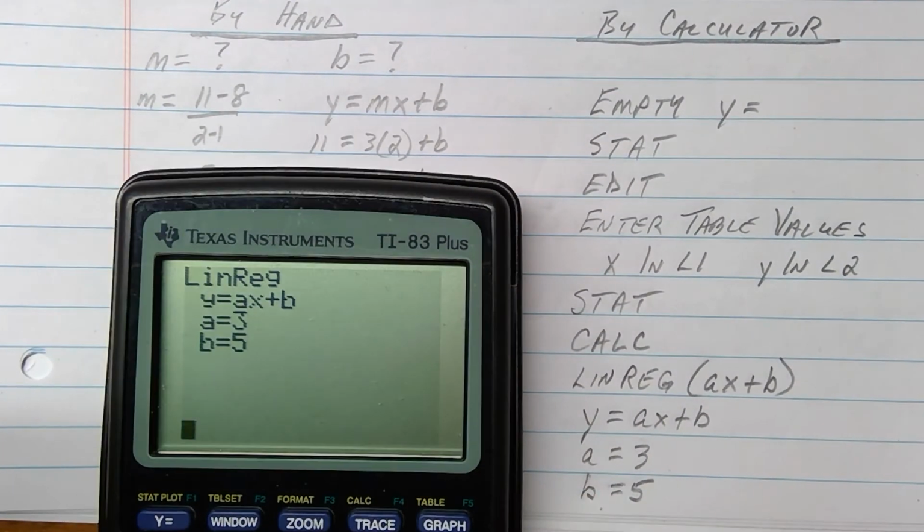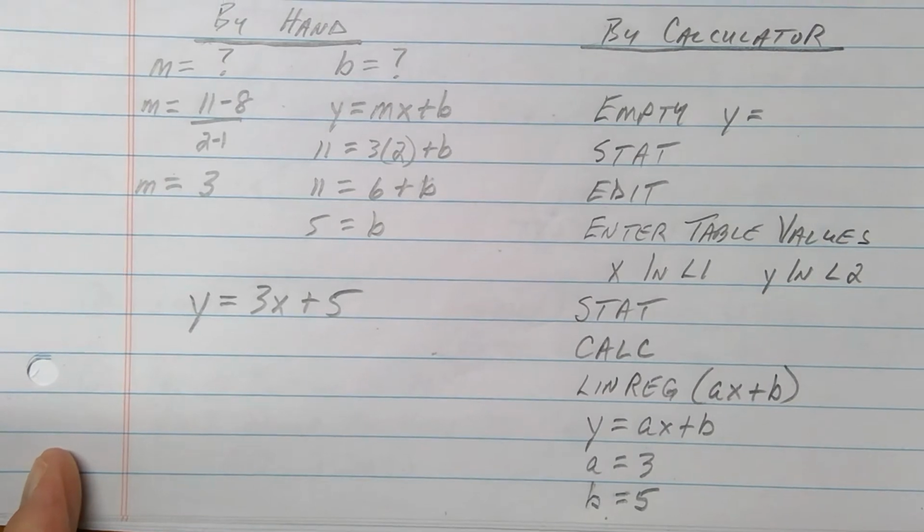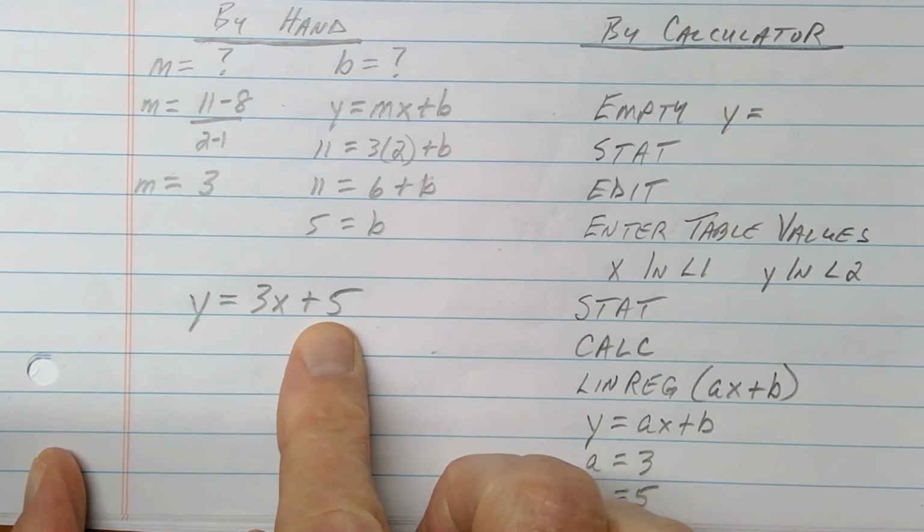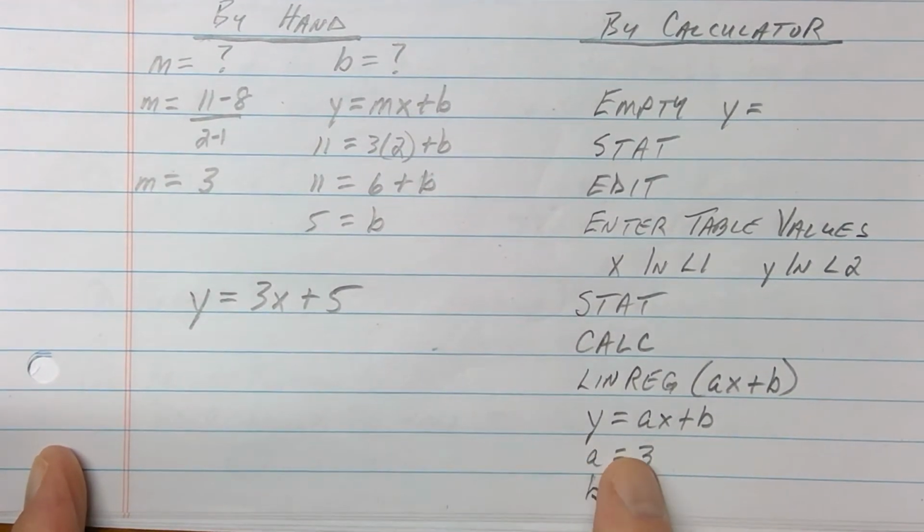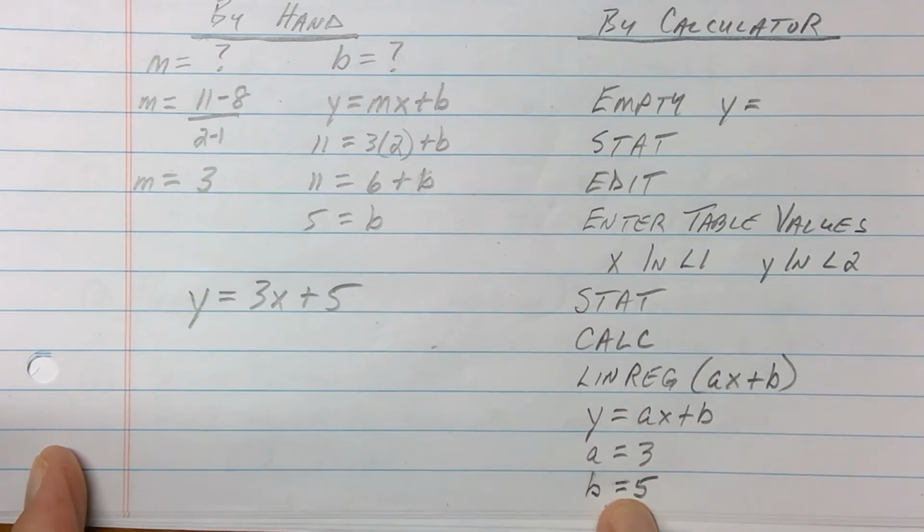All right, so what is it telling me? It's telling me the equation of a line. It says here, I'm giving you the equation of the line, y equals ax plus b. I'm telling you that the a is 3, so you're going to change the a to 3. And I'm telling you the b is 5, so you're going to change the b to 5. And we wind up right back at our equation y equals 3x plus 5. So y equals 3x plus 5.